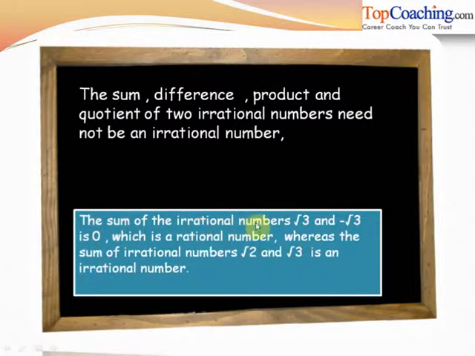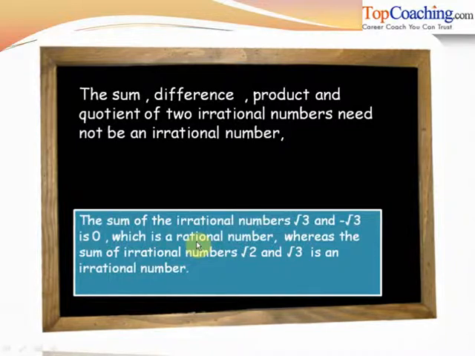The sum of the irrational numbers root 3 and minus root 3 is 0, which is a rational number, whereas the sum of irrational numbers root 2 and root 3 is an irrational number. So root 3 and minus root 3 both are irrational numbers, but when we add them up we get 0, and 0 is a rational number. But on the other hand, if we take two irrational numbers as root 2 and root 3, when we add them, what we get is an irrational number.